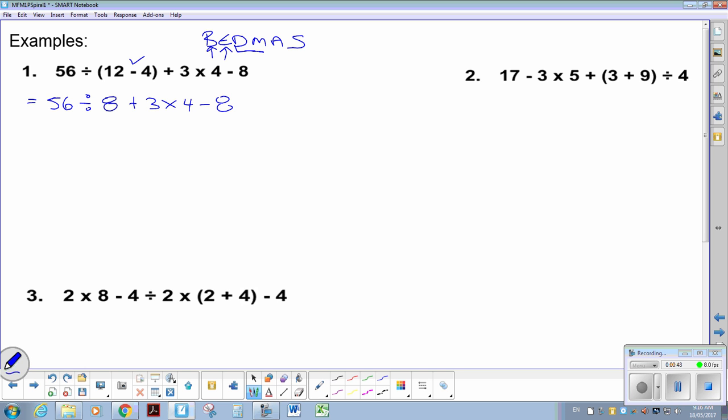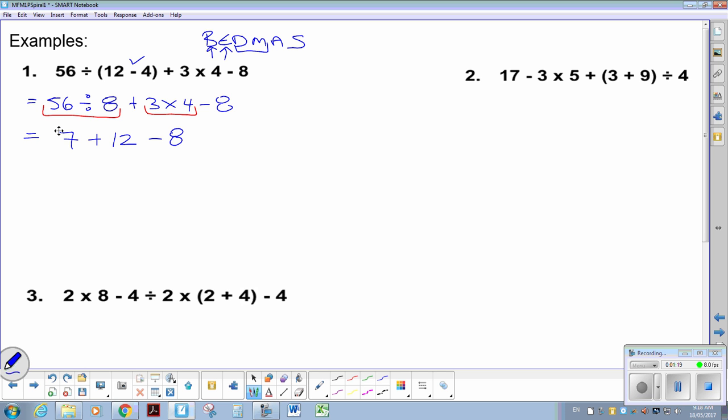Now I'm going to take care of any division or multiplication in the order they appear. So that means that I'm going to take this division, I can do that. There's a plus sign, and then I can do that multiplication. So we can go ahead and do these operations right here. So 56 divided by 8 is 7, plus 3 times 4 is 12, minus 8.